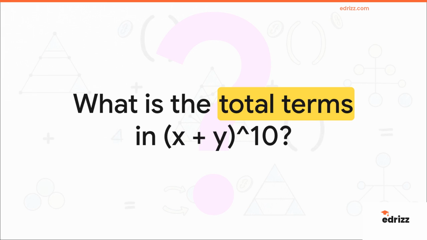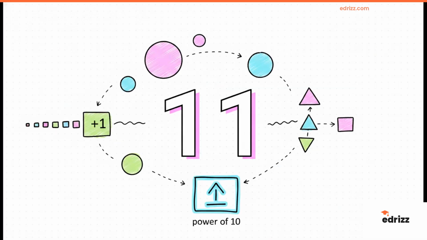Think back to our early examples for a second. Did you guess 11? Because the answer is 11. Remember the really simple rule, the total number of terms is always n plus 1. So a power of 10 gives us 11 terms.